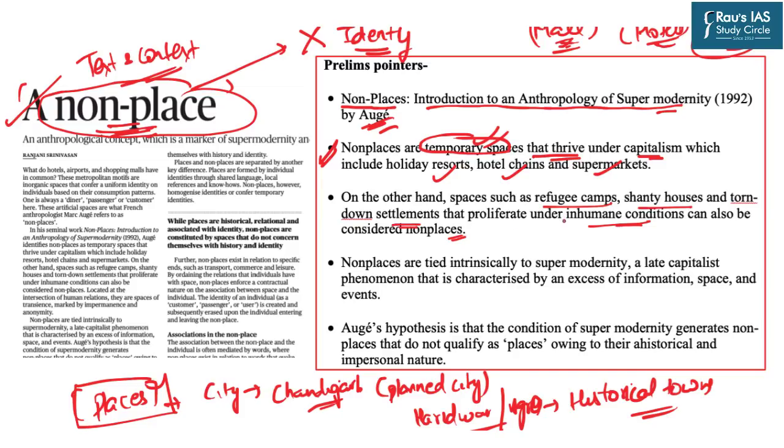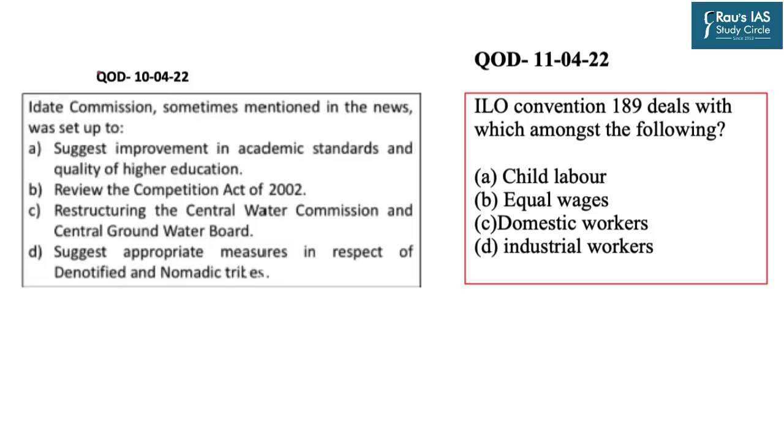And hence this person further says that non-places are tied intrinsically to supermodernity, or a late capitalistic phenomenon that is characterized by an excess of information, space and events. Further, as we have discussed, Augé says that these non-places are ahistorical and impersonal in nature. That means they have a cosmopolitan, uniform identity. These are the non-places. So now is the time for the question of the day.